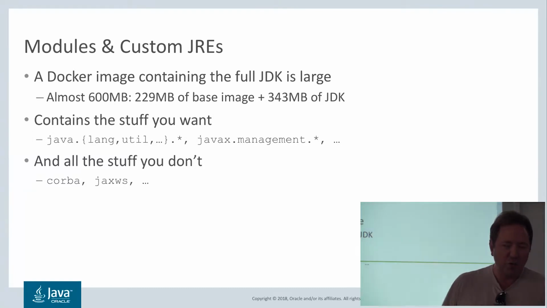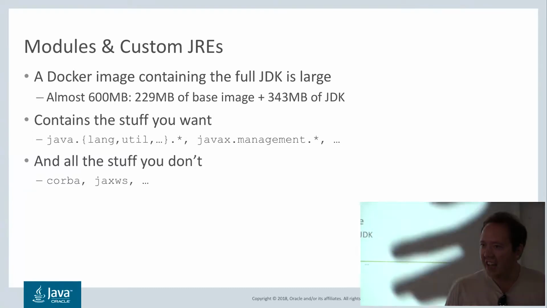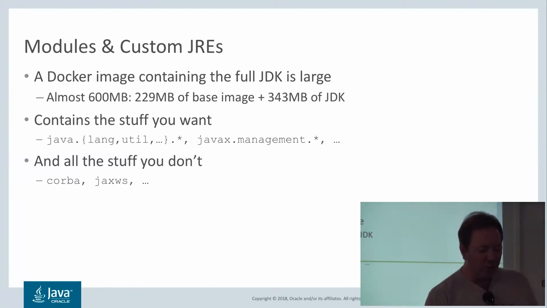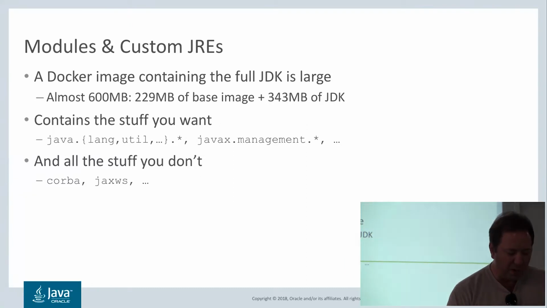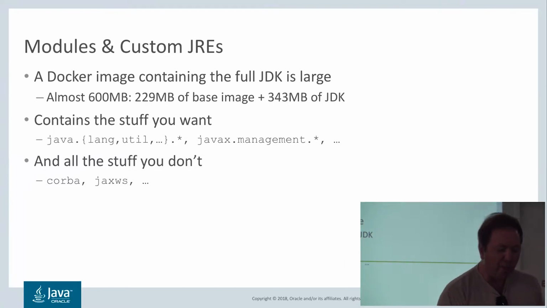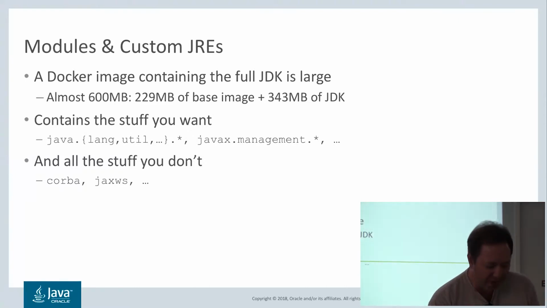So we have all the stuff that you absolutely need. Java Lang, hard to get around without it. Java Util, management, whatever. But also some of the stuff that few people probably care all that much about. It used to be, maybe it was a good idea at the time, but Corba, I'm not sure about. JAX WS may be more prevalent, but in any case.